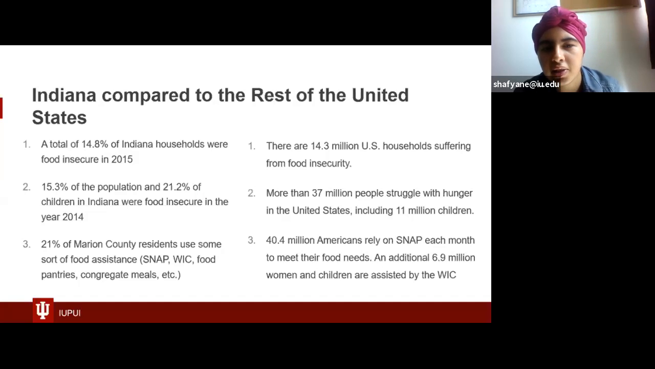In the United States, there are 14.3 million households that are suffering from food insecurity. More than 37 million people are struggling with hunger, which includes 11 million children, and 40.4 million Americans rely on SNAP each month to meet their food needs. An additional 6.9 million women and children are assisted by WIC.